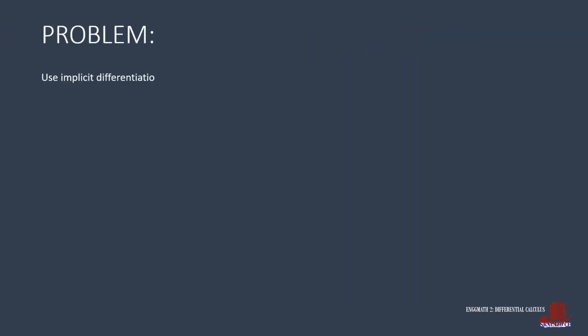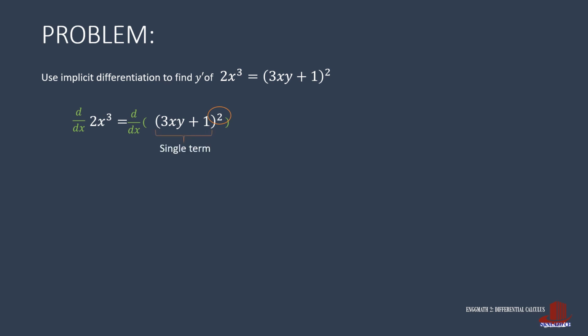The fourth example looks for y prime of 2x cubed equal to the square of the binomial 3xy plus 1. Again, y prime is the same as dy over dx. From the right side of the equation, note that the terms are grouped together by the exponent, so the binomial is taken as a single term, and we cannot proceed to distribution yet. Place the constant of the left term aside and have 2 with the derivative of x cubed. For the right term, we use general power rule.